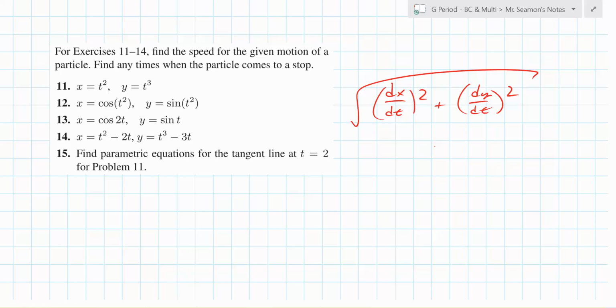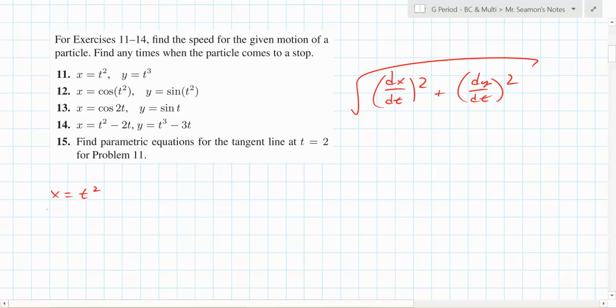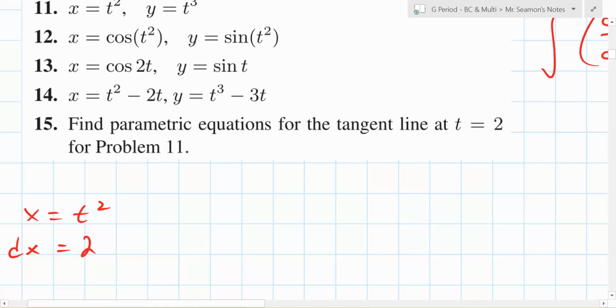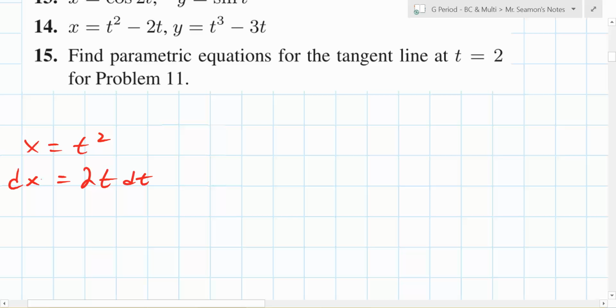For 11, it says find the speed of the given motion of a particle. Find any times where the particle comes to a stop. So if x is equal to t squared, you've done things like this all the time. What's dx equal to? 2t dt, right? So what does dx/dt equal? It's just 2t, right?